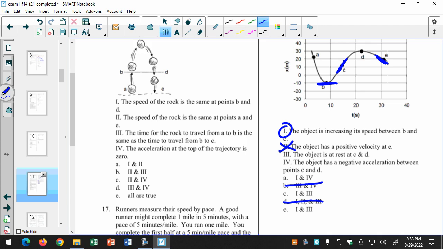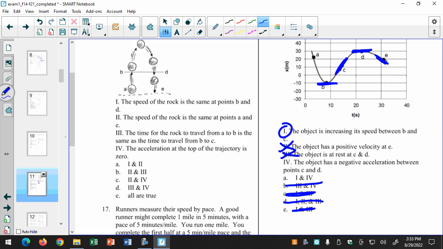No, because at C it's moving. You could say at D, yeah, it's at rest. It has 0 velocity, but not at point C. So that's not right. I can get rid of that and that. Look, now I have the answer. It's 1 and 4. Let's just check 4.